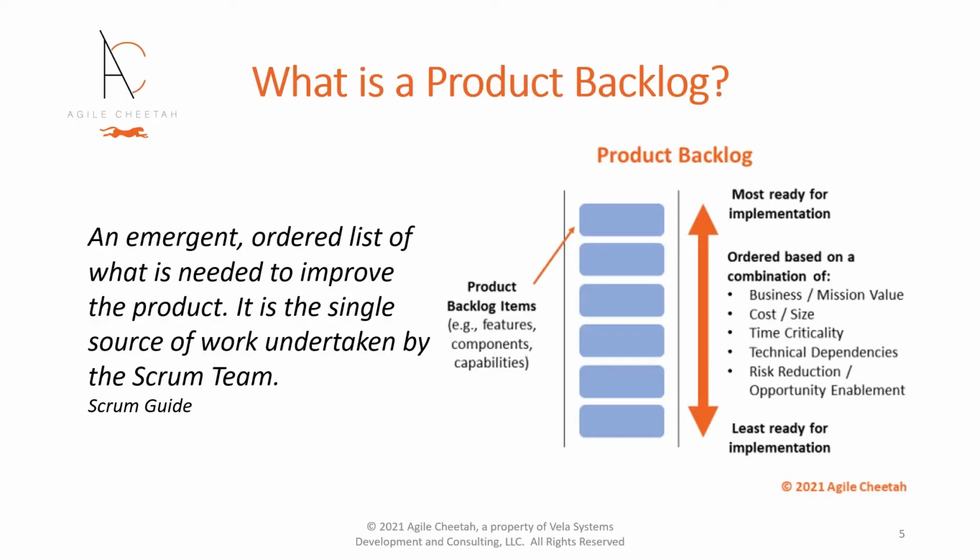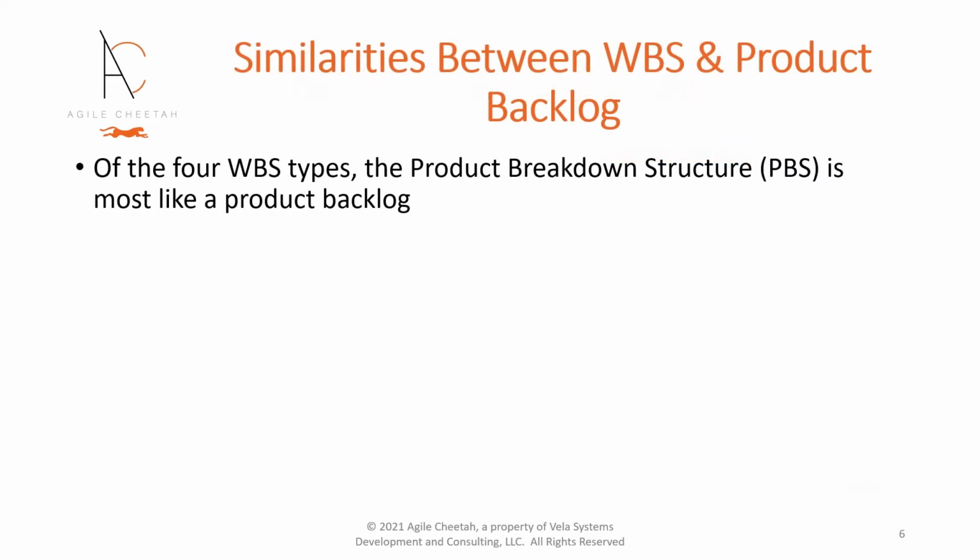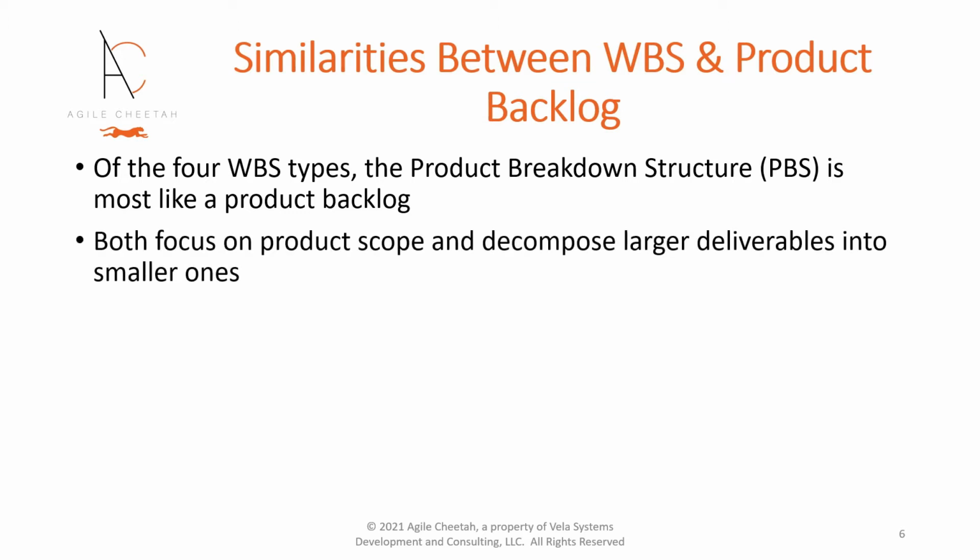A product backlog is used to track product deliverables. Product backlog items represent deliverables or features. Scrum teams decompose bigger features into smaller ones to better manage their development. The most common product item types are epics and user stories. Of the 4 WBS types I discussed in the WBS video, the product breakdown structure, or PBS, is the most like the product backlog. Both are product scope focused and decompose larger deliverables into smaller ones.